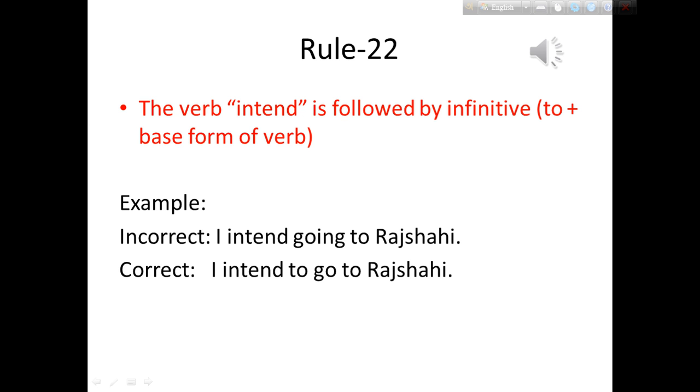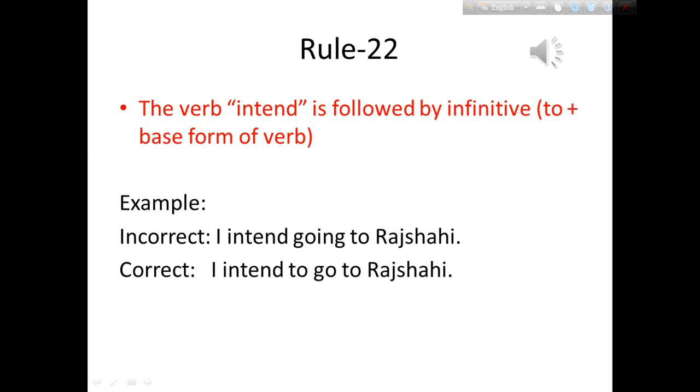Rule 22. Here we will discuss about the word intend, which means plan. So the rule says the verb intend is followed by infinitive. That means the verb intend is followed not only by the preposition to, but also the base form of the verb. That means infinitive means to plus base form of the verb.